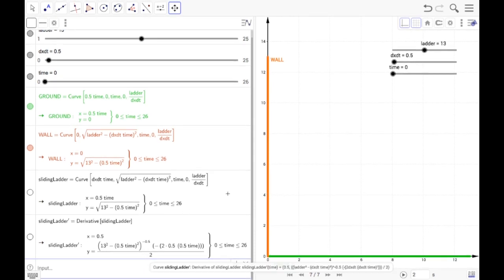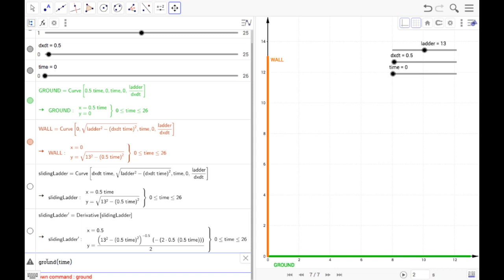And the next thing I want to do is place dots or points that symbolize the top of the ladder and the bottom of the ladder. So what I'm going to do is type in, we called it ground, so I'm going to type in the word ground, and I want to know the ground at this current moment in time.